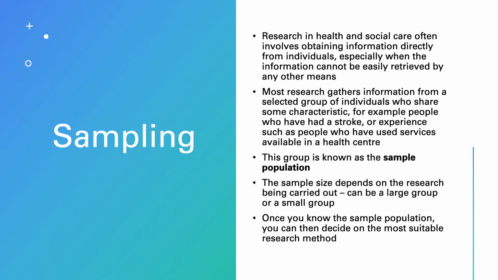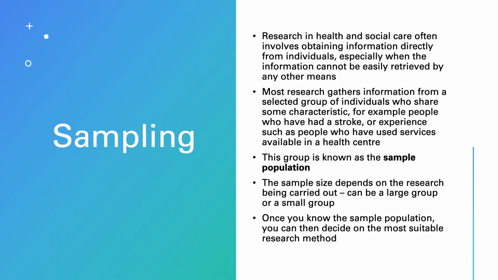So you might gather information from a selected group of people. So for example, that might be a group of people who've had a stroke. Or you might want to gather information from people to try and find their experiences. So for example, what people thought of the services available in a healthcare centre. So this is known as your sample population. So this is like the big group of people that you want to focus your research on.